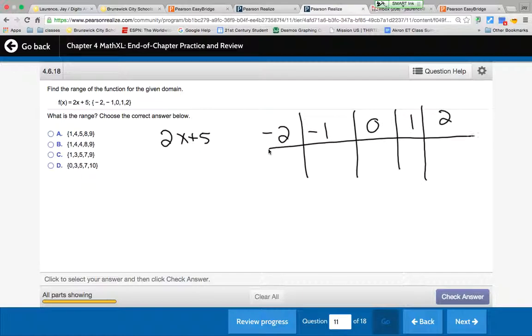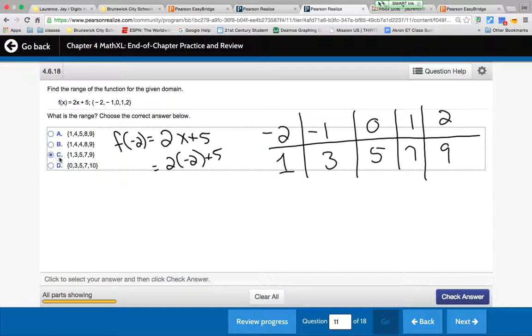All right. Well, to get the range, the outputs, I'm going to input these numbers for x. So I'm going to do f of -2, which is going to be 2 times -2 plus 5. Well, that's going to be 1. When I put -1 in there, I'm going to get 3. When I put 0 in, I'm going to get 5. When I put 1 in there, I'm going to get 7, and then, of course, 9. So my range is 1, 3, 5, 7, 9. It looks like my choice is C.